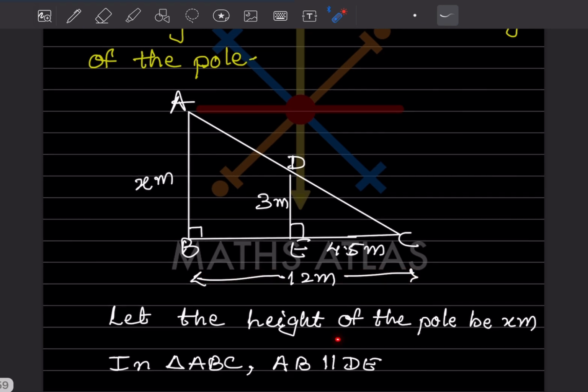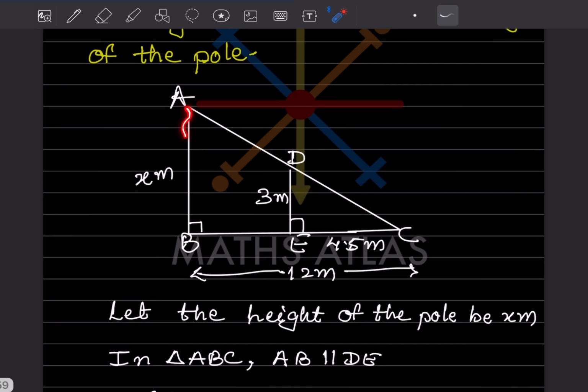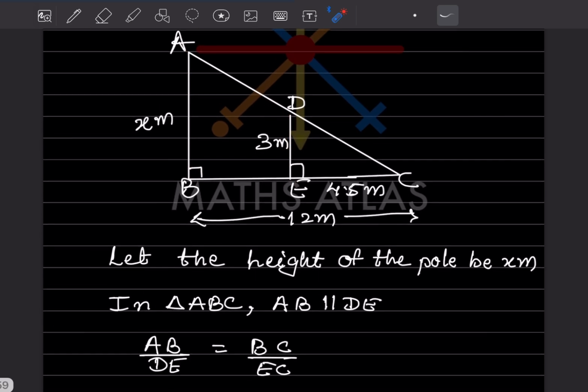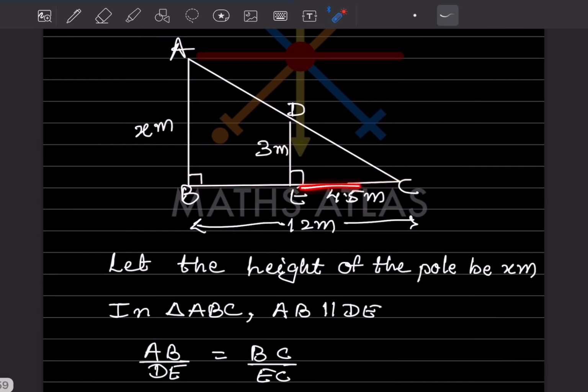So now let us write that the height of the pole be x meter. So this is what is written. And then again, this is triangle ABC. AB is parallel to DE. This is what is written over here. So now what will you do? AB by DE is equal to BC by EC. This is the main step.